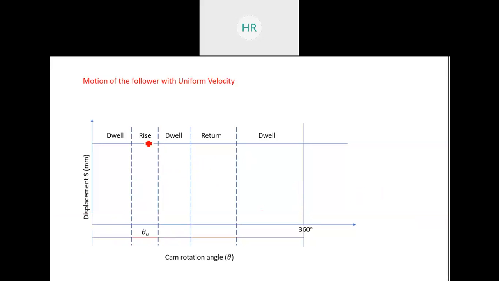So angle of rise is denoted by theta O. Dwell angle is denoted by theta D and return angle is denoted by theta R. Dwell angle is present over here also and here also in this particular case. So this will be theta D1, that is theta D2, and that is theta D3. This angle of dwell may be different in one cycle.